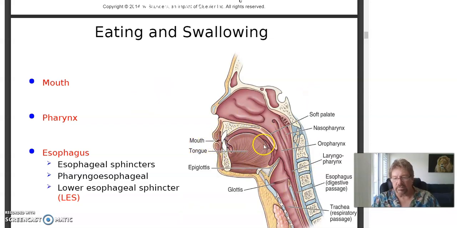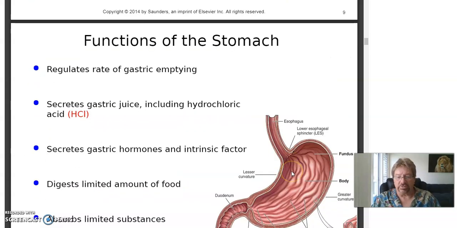Mouth, tongue, epiglottis. Remember, the epiglottis seals off the airway so we don't accidentally swallow food down into the respiratory system, which could set up a very serious infection and even be fatal. The epiglottis. Sometimes we swallow it anyway, but it does a pretty darn good job most of the time.